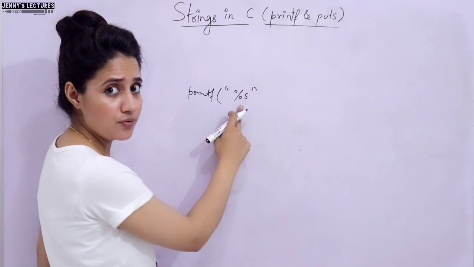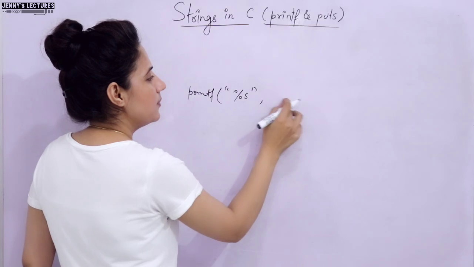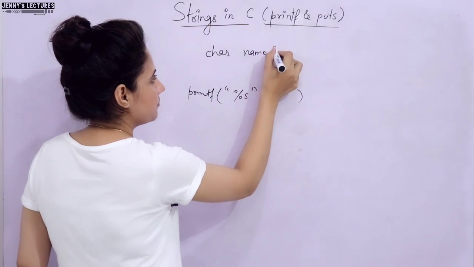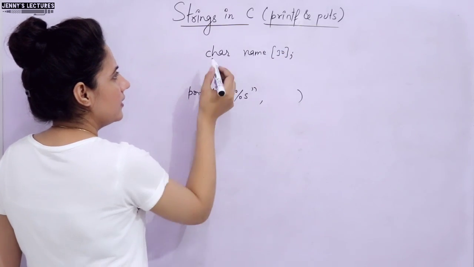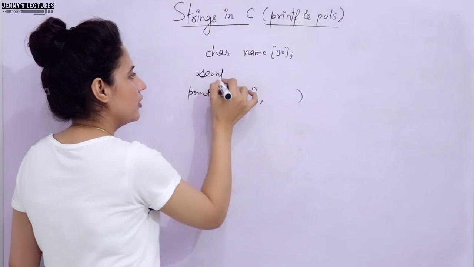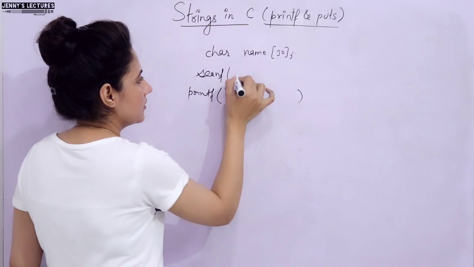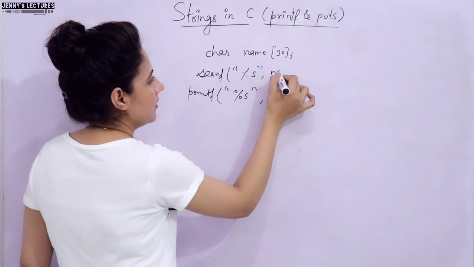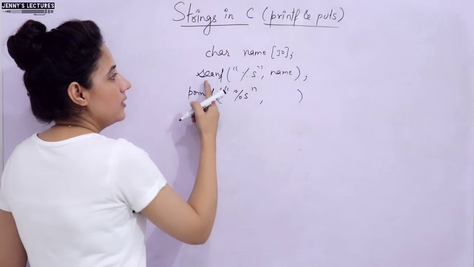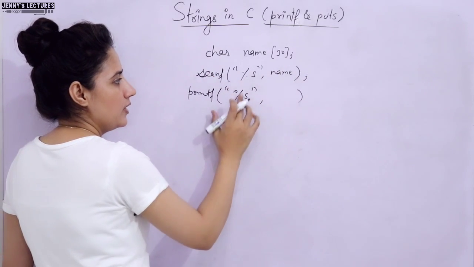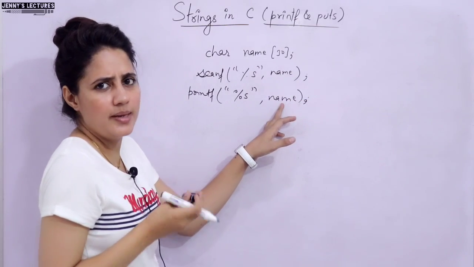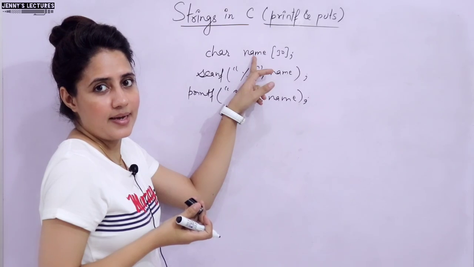We write just the format specifier to print a string, that is %s, and simply the name of the string. Suppose here I am declaring a string, char name[30], size is 30. And I am asking the user to enter the string, and I am going to take that using scanf, %s and name. No need to write any for loop or address-of operator here. Suppose the user has entered a string and now I want to print that string.